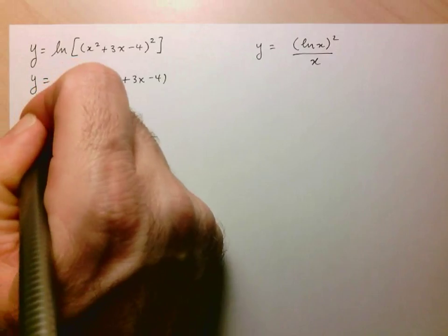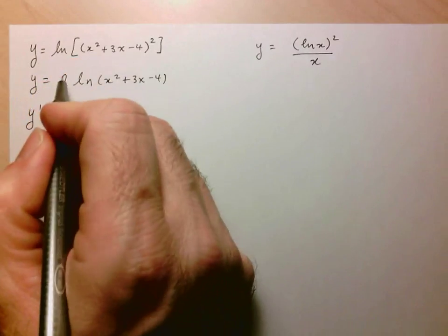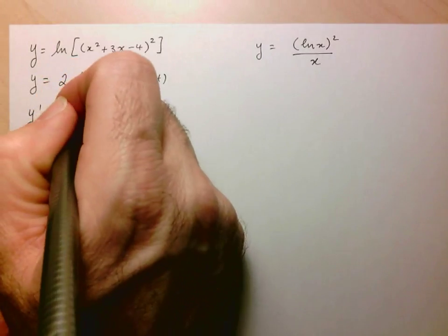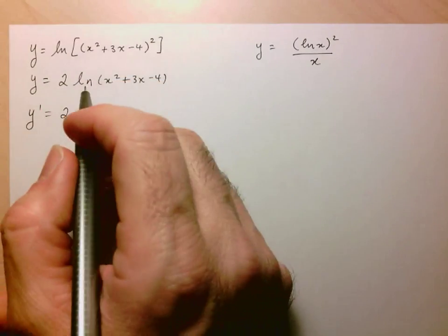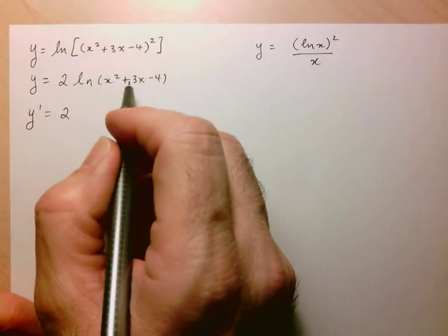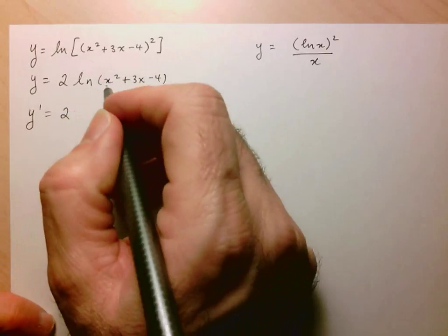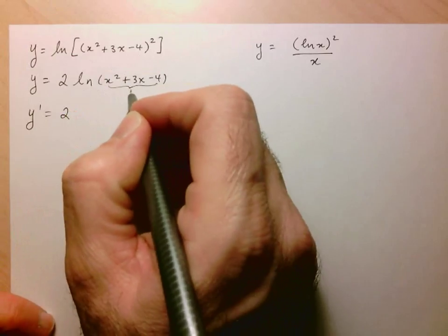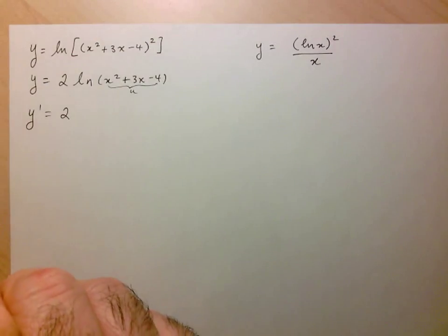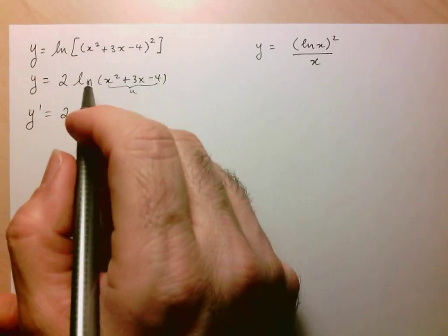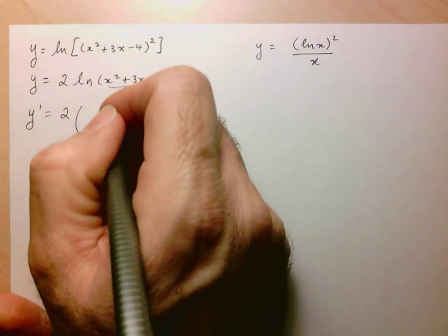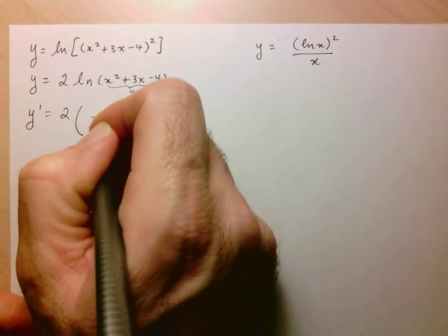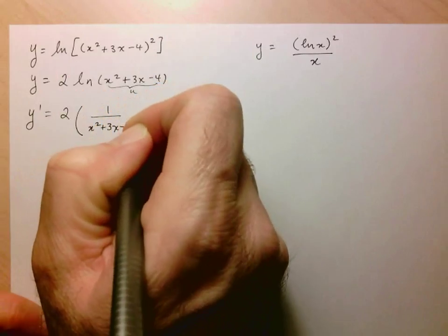Okay, so now I'll go ahead and take the derivative here. This 2 is just a constant, so this is just 2 times the derivative of this logarithmic function. But of course this is not natural log of x, it's natural log of a more complex expression, so that's what's going to become my u. Here the derivative of ln u is 1 over u, so this is going to be 1 over x squared plus 3x minus 4.